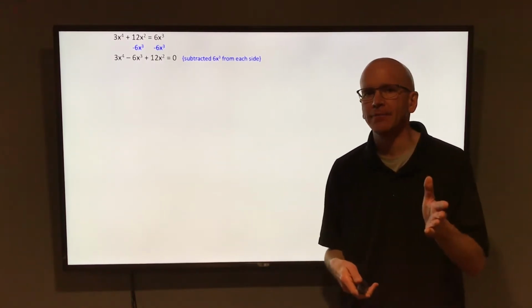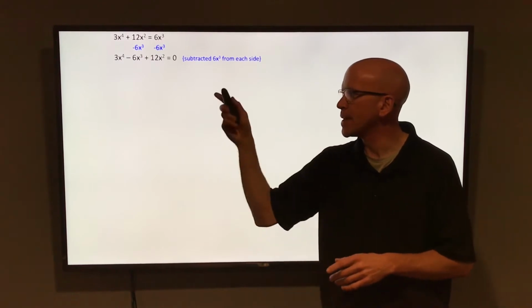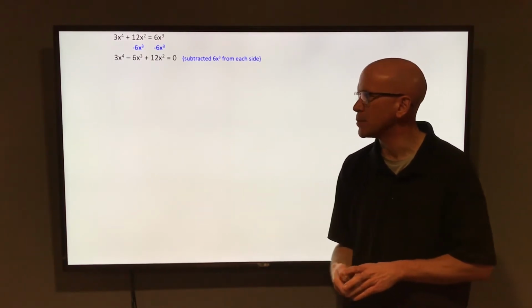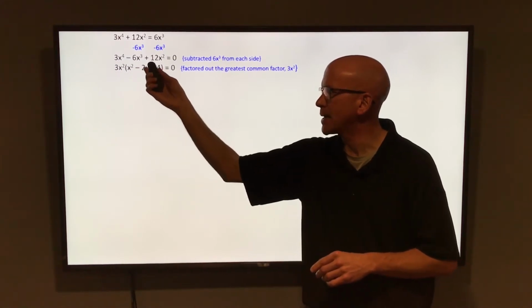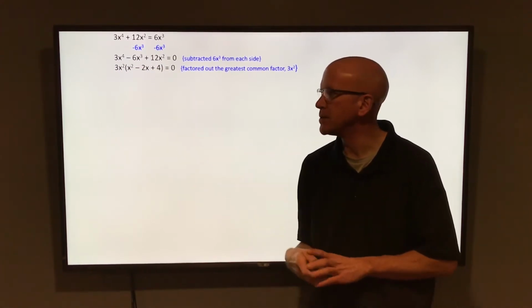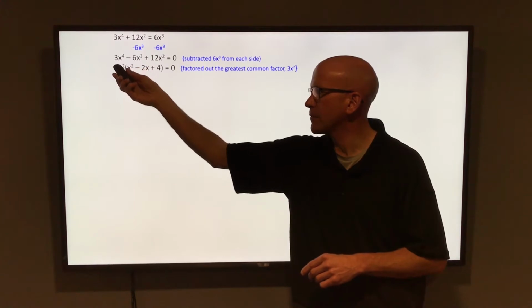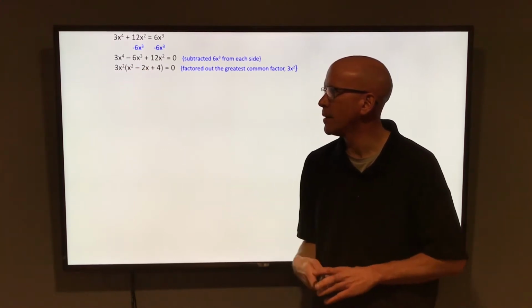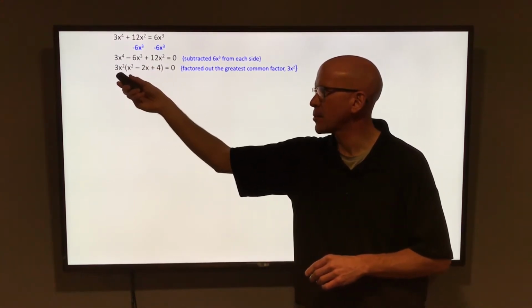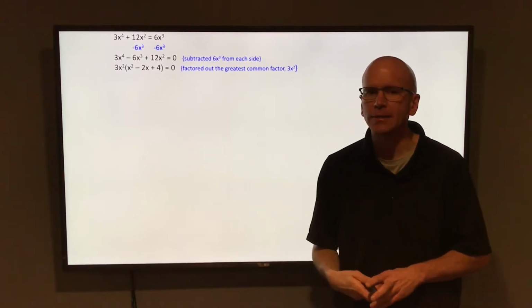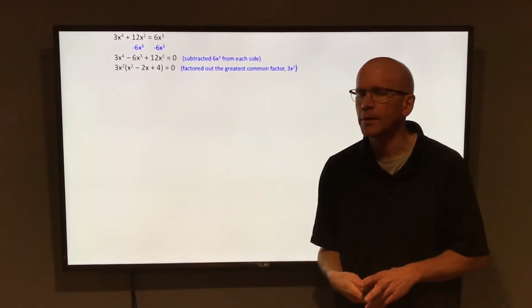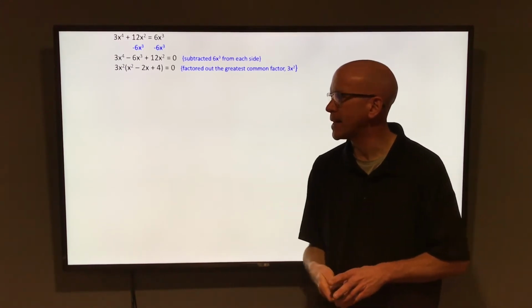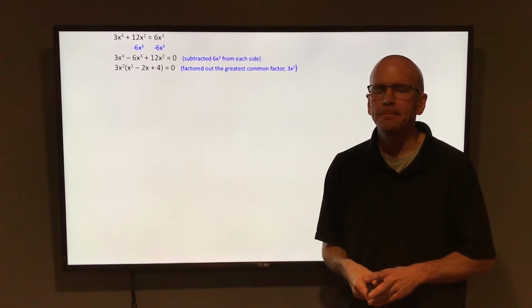Always look for a common factor that you can factor out. 3x squared is a common factor to those three terms. So when you factor 3x squared out, you're dividing each term by 3x squared, and that's what goes in the parentheses. If you divide 3x to the fourth by 3x squared, that is x squared. If you divide negative 6x to the third by 3x squared, that is negative 2x. And if you divide 12x squared by 3x squared, that is 4. So we have 3x squared times x squared minus 2x plus 4 equals 0.